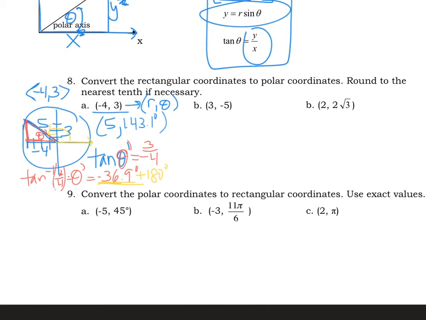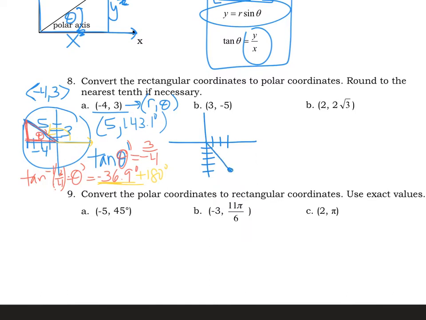All right, let's take a look at B. Now, if you want to try it on your own, please feel free to try these. And then you'll see if you're ready for the quiz. But this one is 3, -5. It's always good to draw a picture. Okay, this is where the point is.